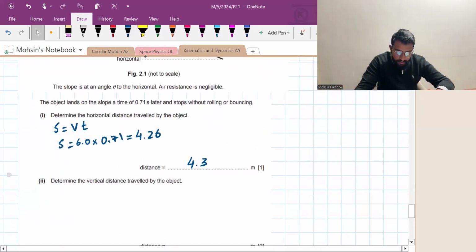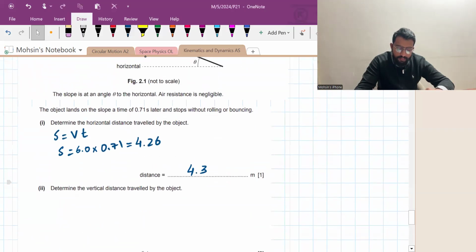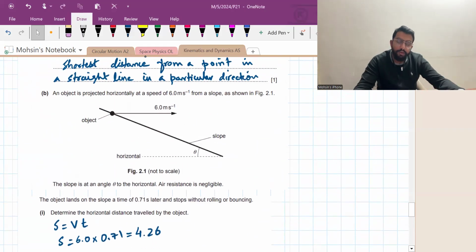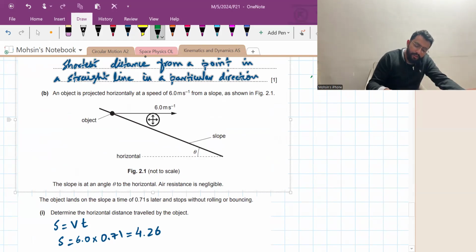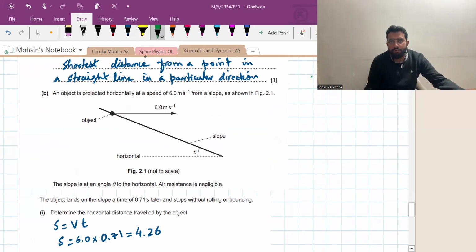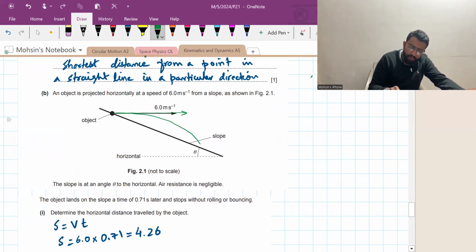Now determine the vertical distance traveled by the object. If it is thrown in this particular direction, it will not go straight because the gravitational force is also acting on it. So when it is going in its direction, basically it will go like this. So it is going to cover some vertical distance.